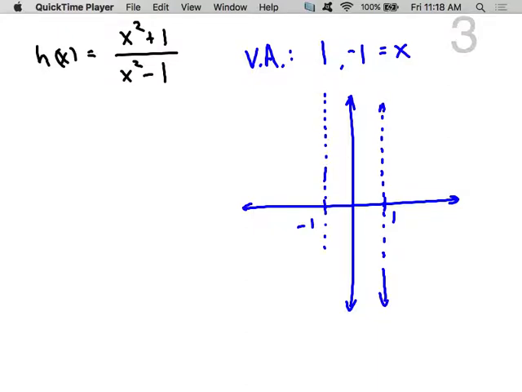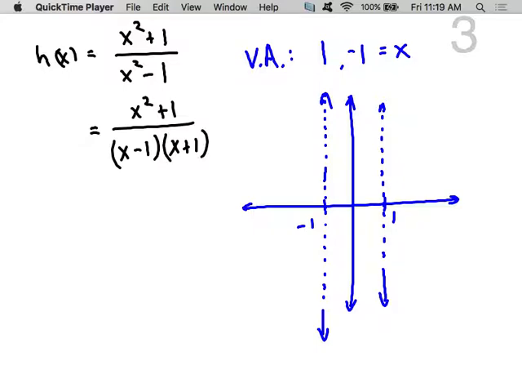Which one do you want to do first, Sydney? -1. Okay. Let's start all the way to the left and we'll work our way to the right. What happens to the left of -1? Is it going to go up or is it going to go down? While you're thinking about that, let me help out here, which is where I assume you got the 2 asymptotes, right?